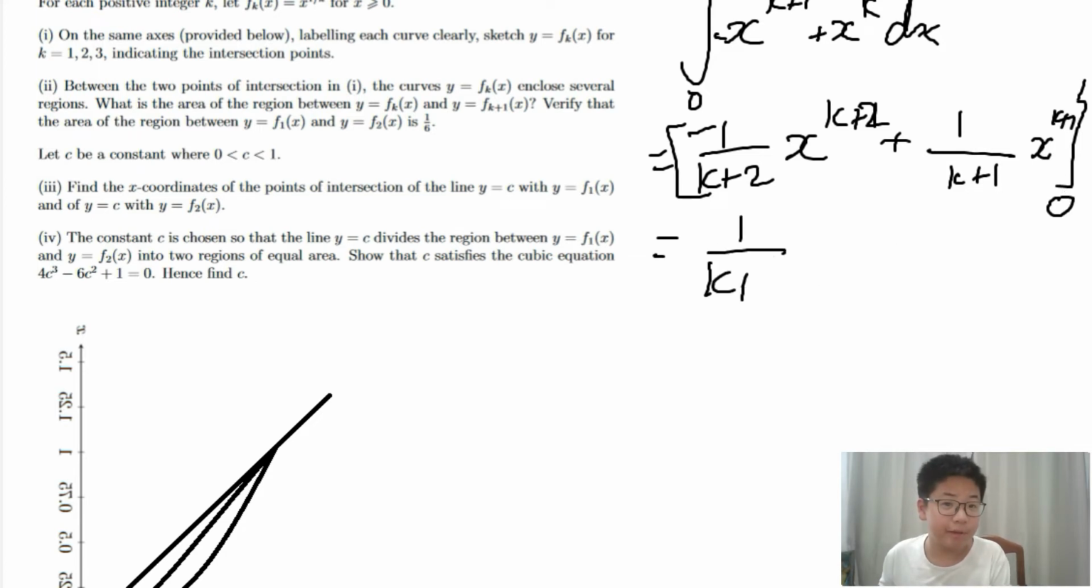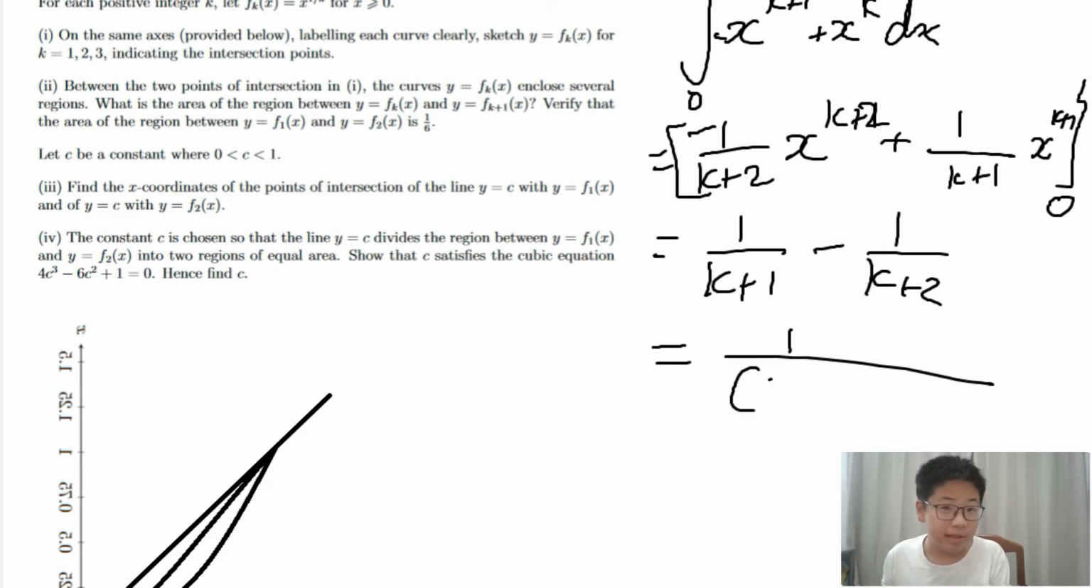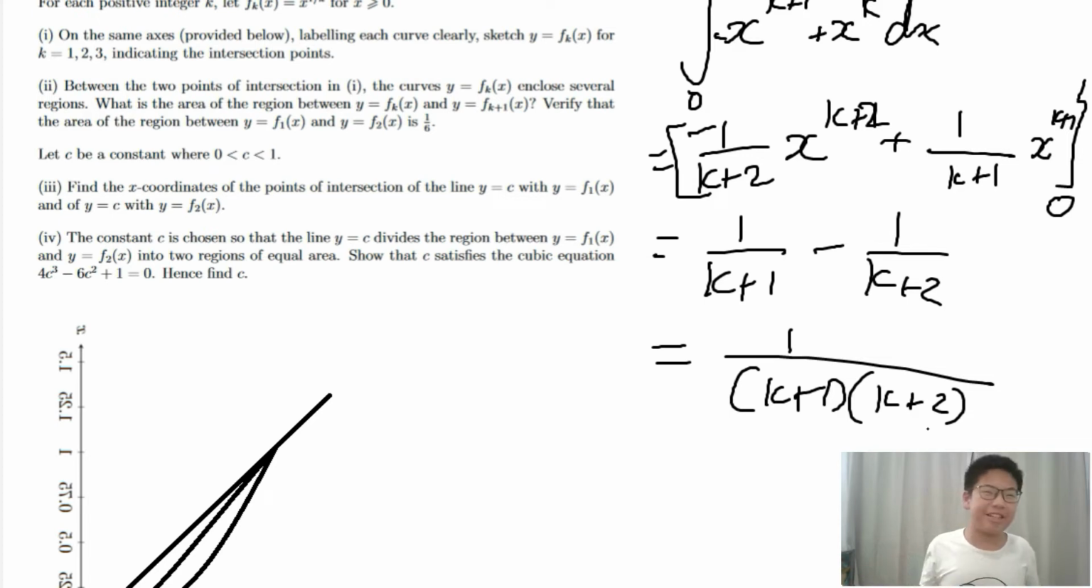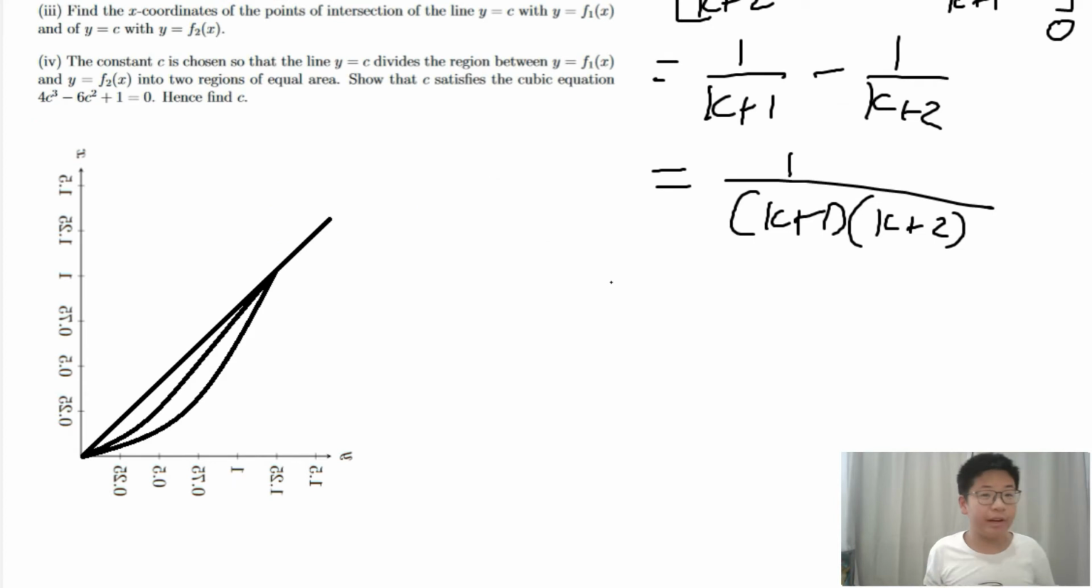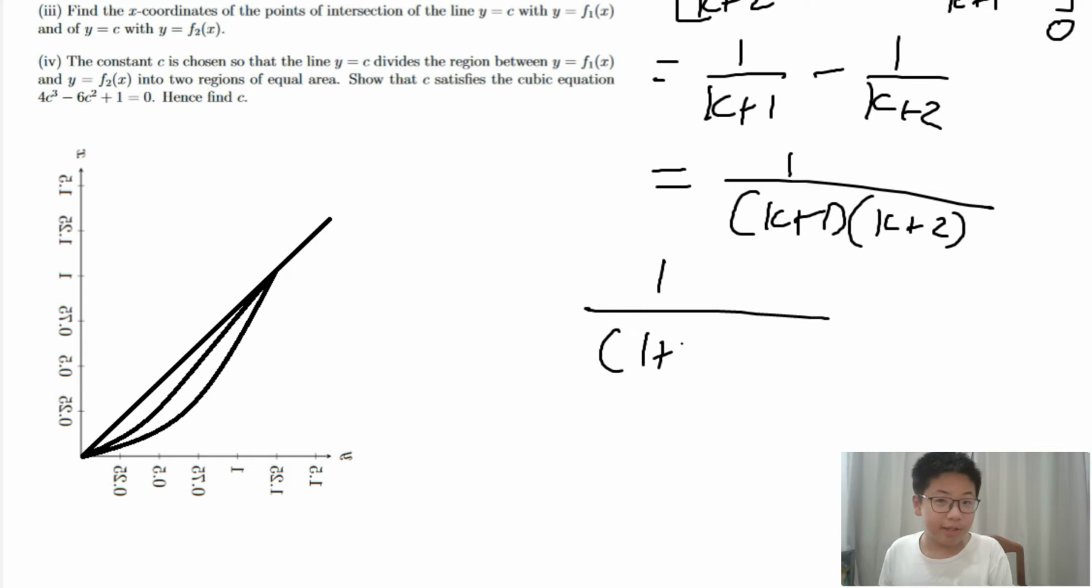This equals 1 over (k+1) minus 1 over (k+2), which we can then write as a single fraction. This is made possible by the arithmetic of fractions. You can work this out yourself, but the denominator is actually called a pronic number, which is twice the triangular number. Then verify that the area of the region between f_1 and f_2 is 1 over 6. So we substitute k equals 1: 1 over (1+1)(1+2) equals 1 over 6.